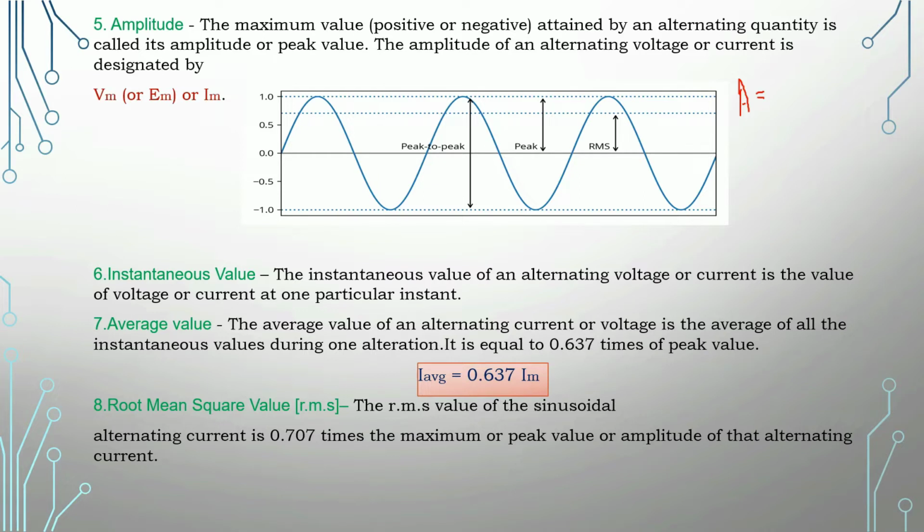So Im sin theta divided by the length of the curve, that is 0 to pi, which means pi. Now this wave is starting from 0 and ending at pi, so we'll integrate it from 0 to pi.